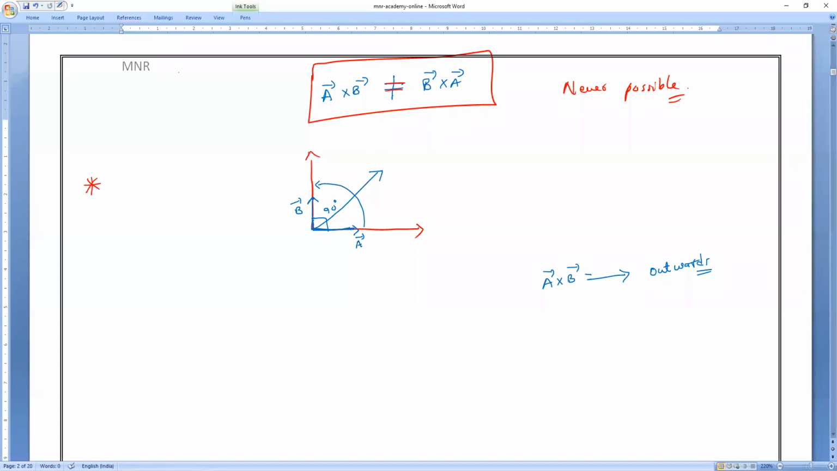I'll put 4 fingers at B. All of you place your 4 fingers at this point. Now you tell me, when you are coming from B to A, your thumb is acting towards inwards or outwards? Inwards. So B cross A is always inwards, and A cross B is always outwards, when the angle between the two vectors is 90 degrees.